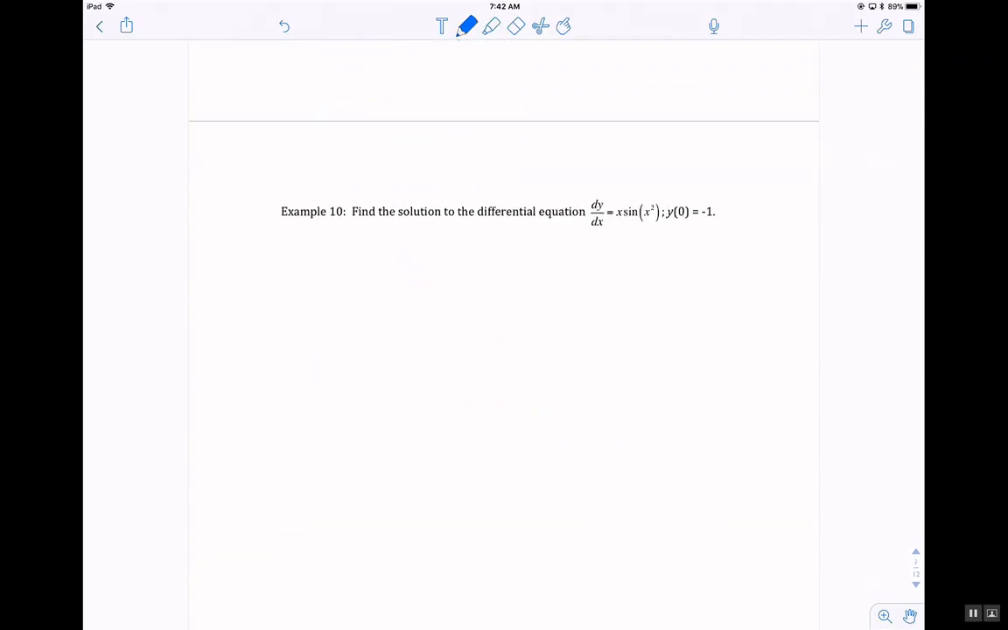Okay, so let's take a look at example 10 here. Example 10, we're also going to separate the variables again.